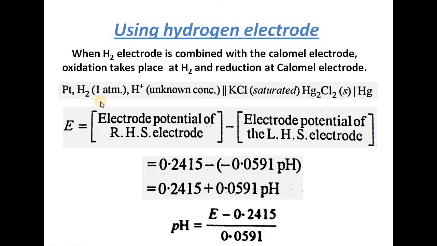Now the EMF of the cell will be given by the electrode potential of the right-hand side minus the electrode potential of the left-hand side electrode, and the value of the electrode potential of this calomel electrode is given as 0.2415 minus 0.0591 pH, which is the electrode potential of this hydrogen electrode. So we can easily find out the pH of the solution if we know the EMF of this cell. So this is the method of determining the pH using the hydrogen electrode.